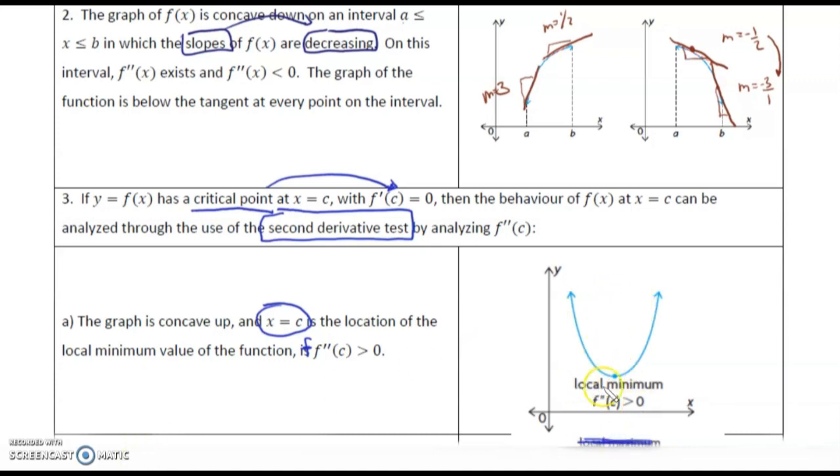That's from something else. If the second derivative at that critical point, but remember the critical points are from the first derivative, is greater than 0, think when the second derivative is greater than 0, it's up. Think like greater than is up, so it's concave up. Because it's concave up, again, minimum.